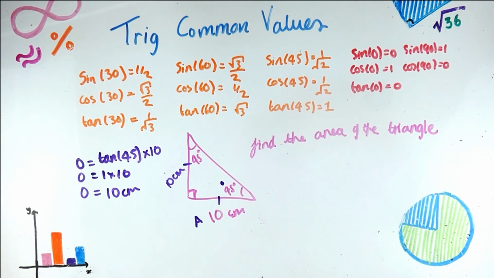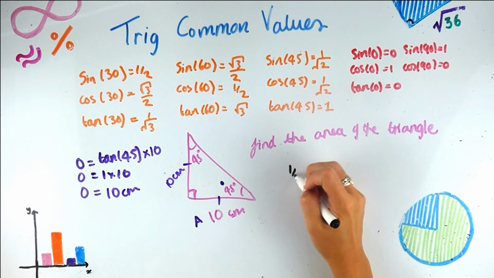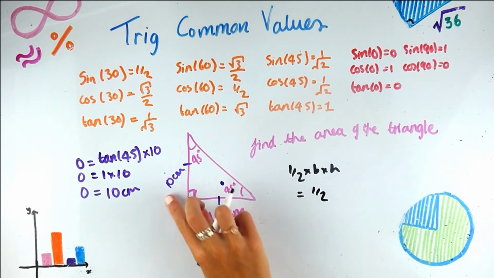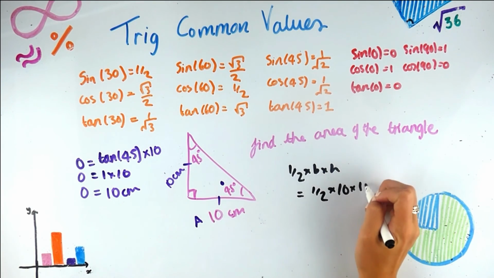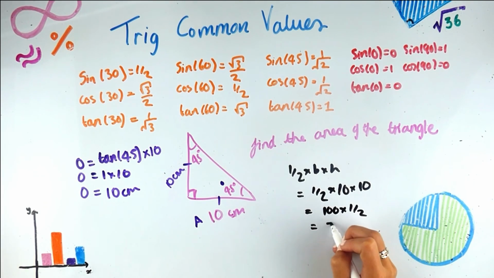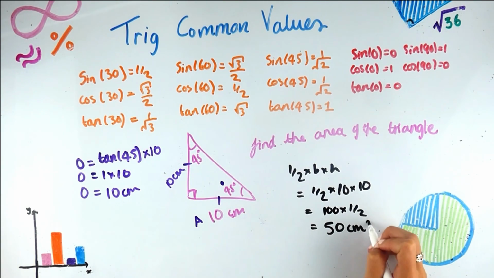Okay, so I was asked for the area. I don't know why I rubbed that out. We need that. So we know area is half times base times height, and we know that is half. And now we've got this value and this value, thanks to our trig knowledge and our memory of this, or working it out. And now we have the area is 50 centimetres squared.